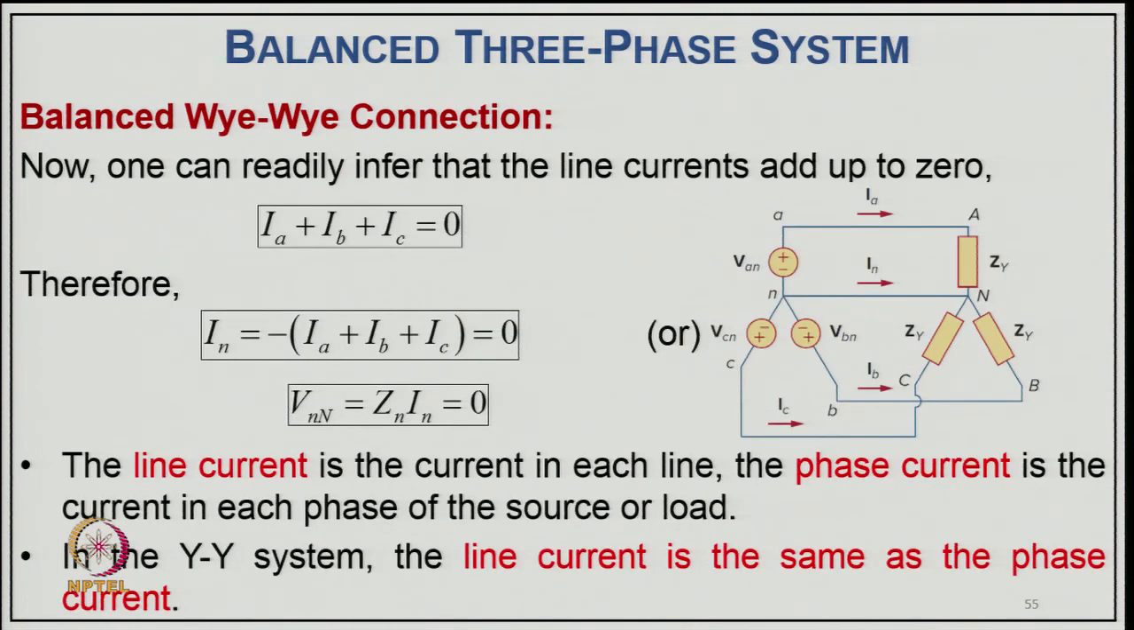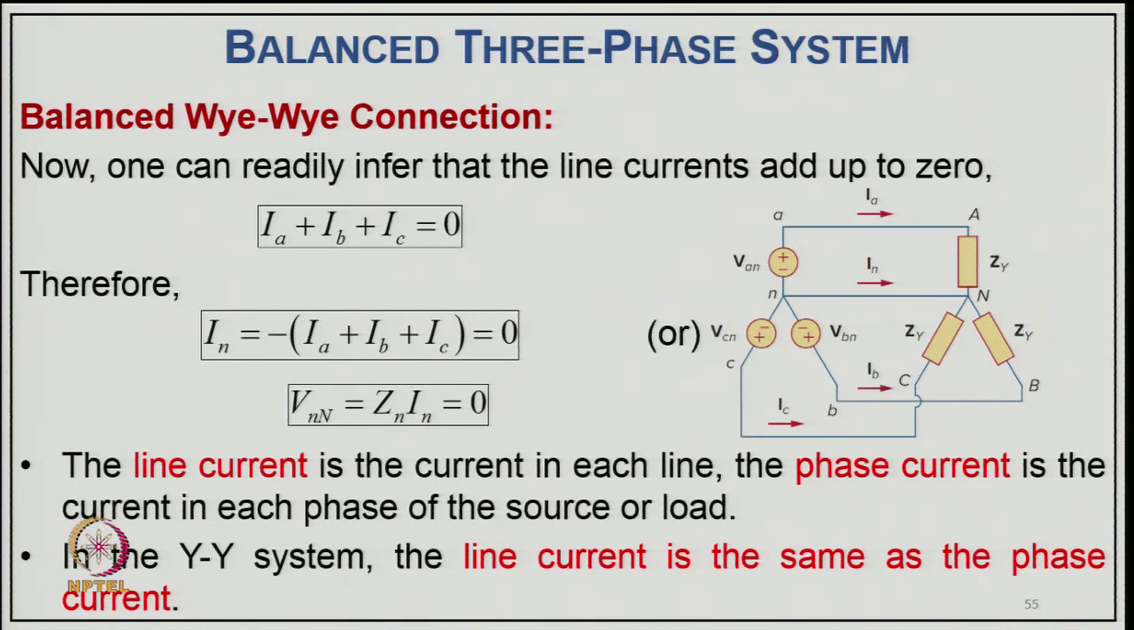Now we can readily infer that the line currents in case of balanced load add to 0, again similar to the voltage: I_A plus I_B plus I_C equal to 0. That is why you will have I_N equal to minus, applying Kirchhoff current law here, I_A plus I_B plus I_C equal to 0. So, the voltage between the two neutrals, V_nN, will be Z_n, the impedance between the two neutrals, into I_N equal to 0, because I_N is 0, it is the balanced 3 phase current.